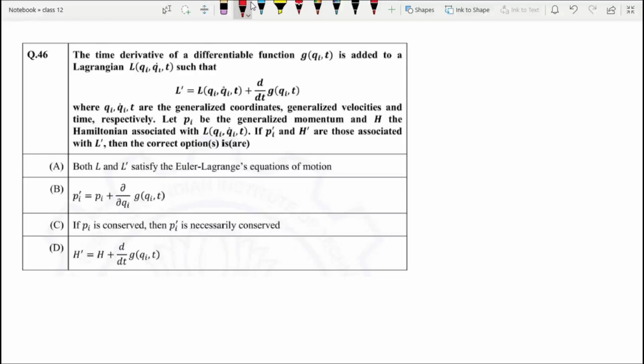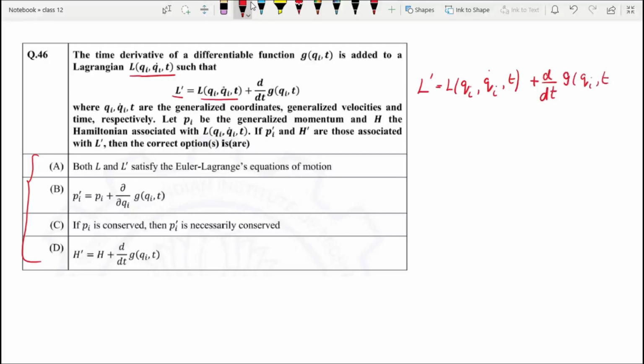In the question, they have a Lagrangian L. They have formed a new Lagrangian L prime by adding d by dt of g to the old Lagrangian L. And they have said pi prime and h prime are associated with L prime. They have asked us to check which among these 4 options are correct. First let us write the given new Lagrangian, that is L prime is equal to L of qi, qi dot, t plus d by dt of g of qi, t.